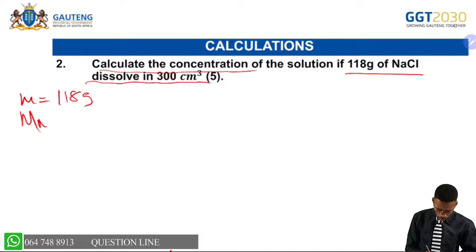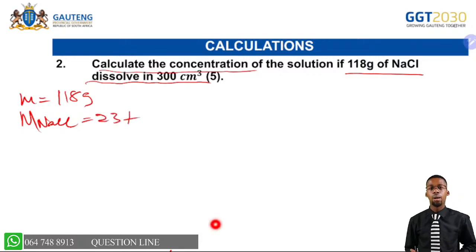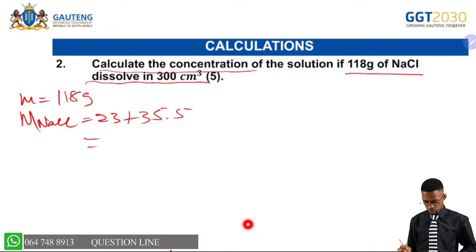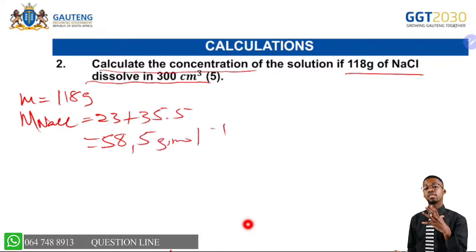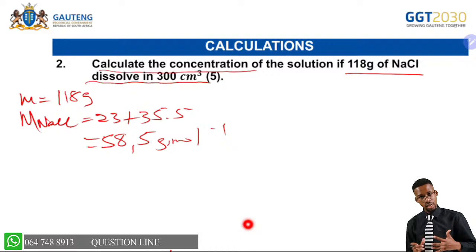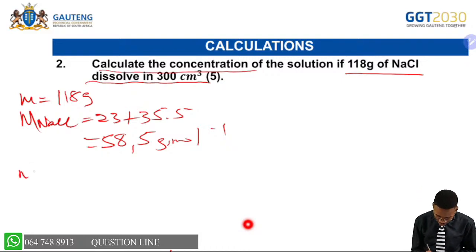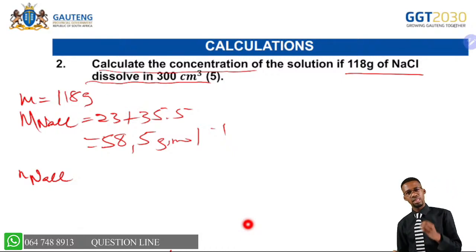We need to find the molar mass of sodium chloride. Sodium, the molar mass of it is 23 grams per mole, plus the molar mass of chlorine is 35.5 grams per mole. So your answer will be 58.5 grams per mole. So this is our molar mass. So we do have the sample mass and we do have what we call what? The molar mass.